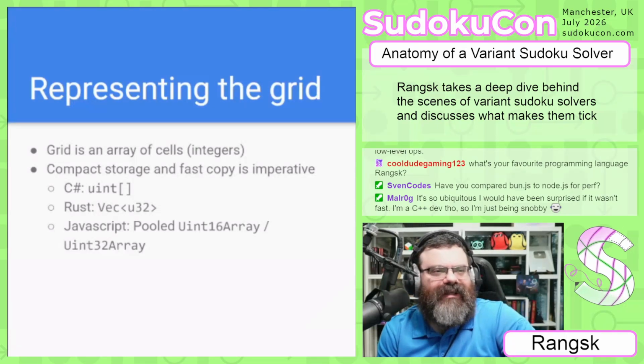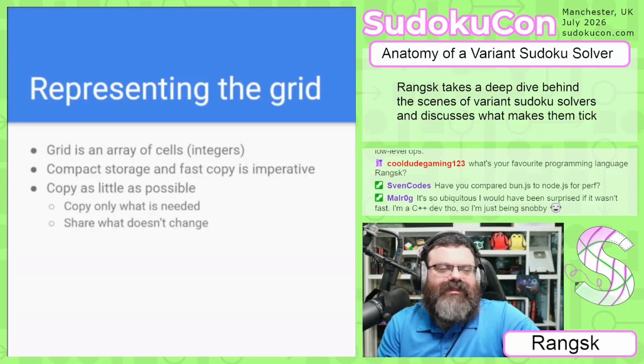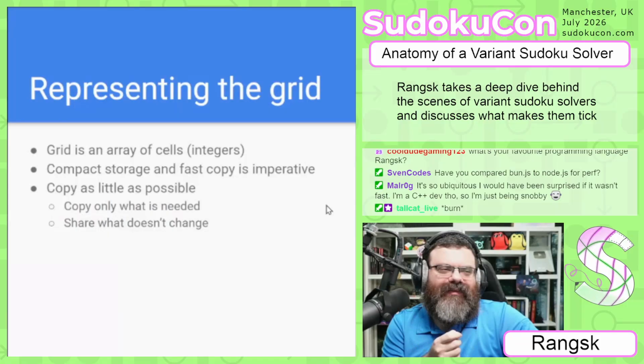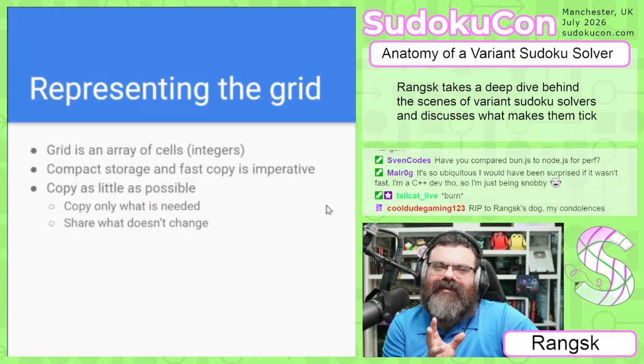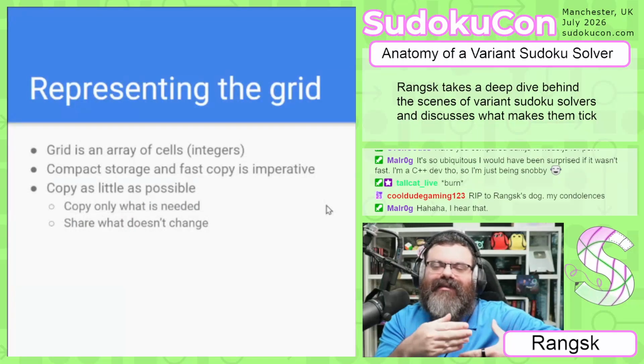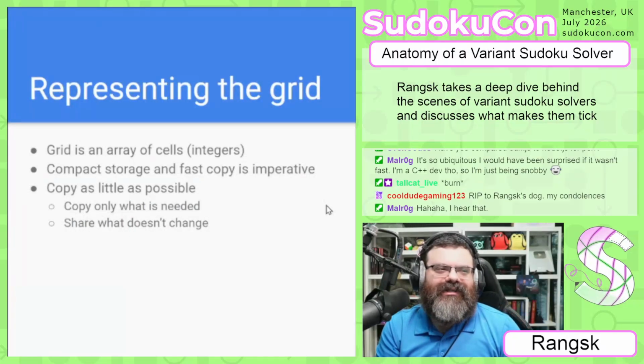So anyway, here's just a little tip. We want to copy as little as possible. I kind of touched on this. Copying the grid is an operation that's going to happen a lot because we have that backtracking solver. We need to build up a stack of grids, and we're constantly backing them up in order to be able to backtrack to it.